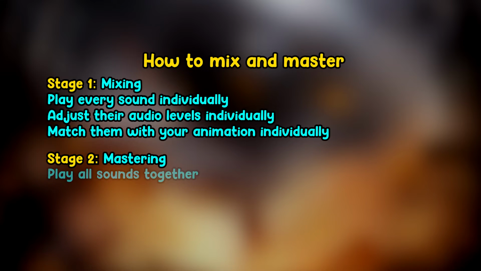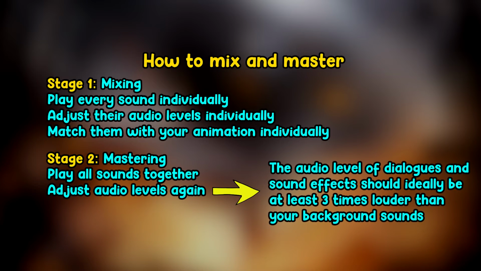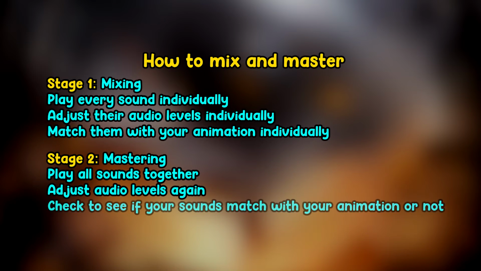In this stage, you play all of the sounds together, then you adjust the audio level of them again, and you should know that the voice of your characters and your sound effects should ideally be at least 3 times louder than your background sounds. But you might change this rule depending on your project. And finally, you have to check to see if your sounds match with your animation or not. So this is how you can mix and master your sounds for your animation.